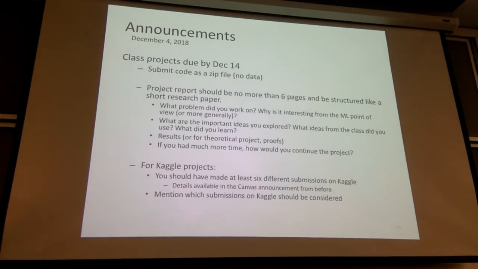Most of you, almost all of you, will end up submitting code as zip files, but please don't submit data because I don't want to break Canvas. You also need to submit a project report. This information is on the class website, but the report should be no more than 6 pages, and think of it like a short research paper.